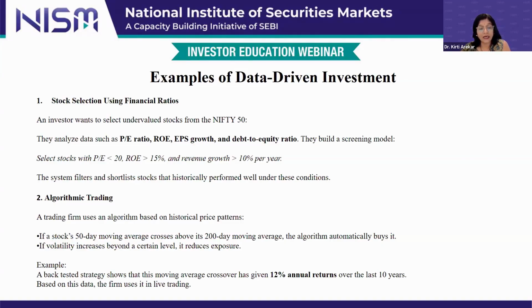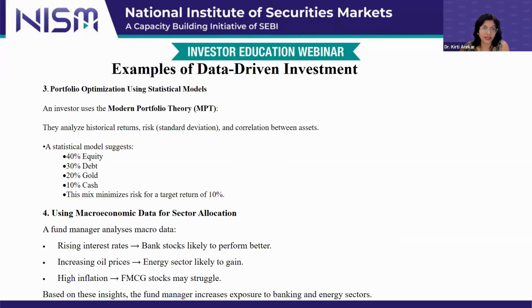But here again, back testing strategies will also be put in the algorithmic trading, where we can also give our justification, like if the moving average crossover gave a 12% annual return over the last 10 years. So based on this criteria, based on this data, the firm will automatically do the live trading. So this is the most important, or I can say the upcoming application of data driven investments with respect to the financial market as well as the securities market.